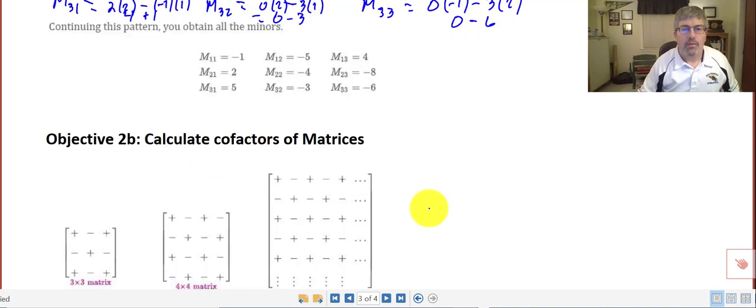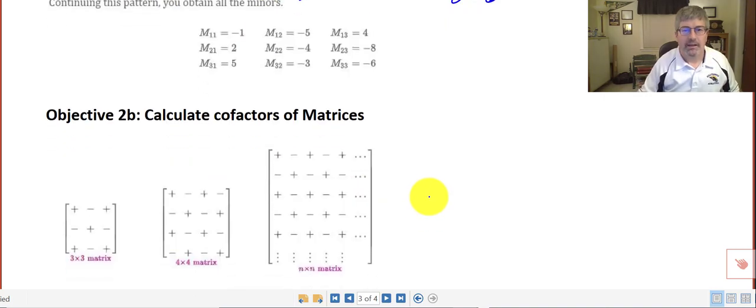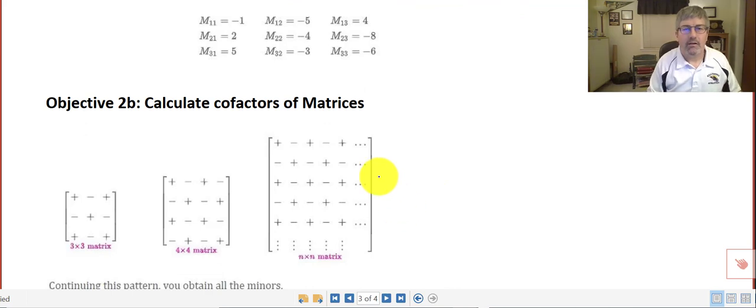So now that we have the minors, we need to calculate the cofactors. In order to calculate the cofactors, we need to get a handle on this grid.